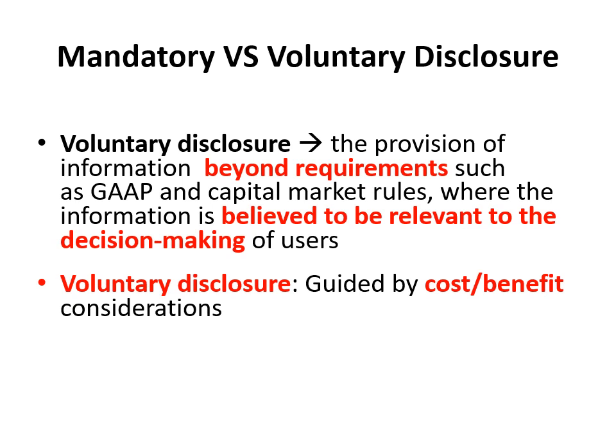Meanwhile, when we talk about voluntary disclosure, we talk about the provision of information beyond requirement. So we provide more information than is stated by accounting standards or capital market rules, where the information is believed to be relevant to decision making. So we go beyond the mandatory one. If we believe that any information that is not regulated by any rule is important and has a material impact on the financial position, then we might disclose the information voluntarily.